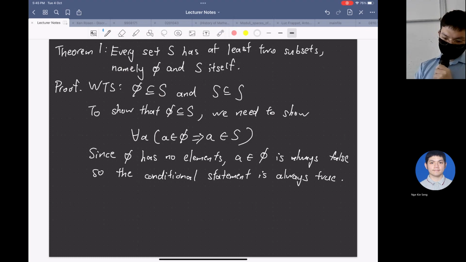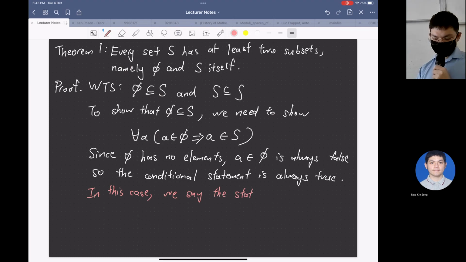I also want to introduce this word. In this case, we say the statement is vacuous.